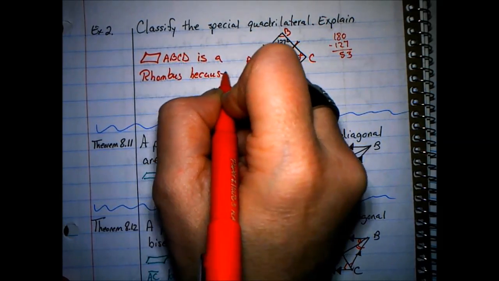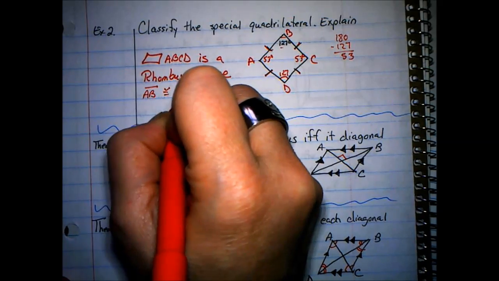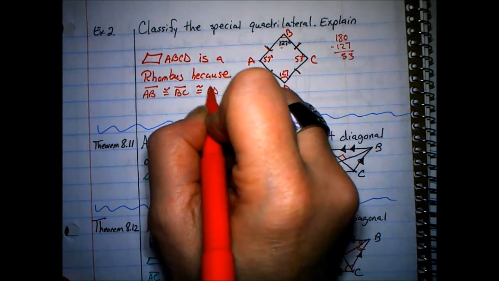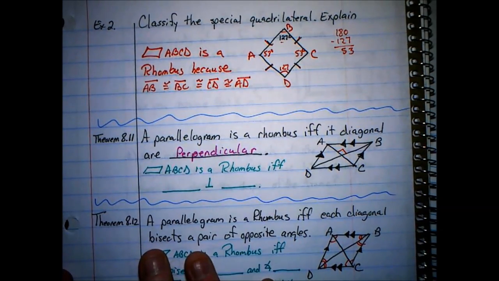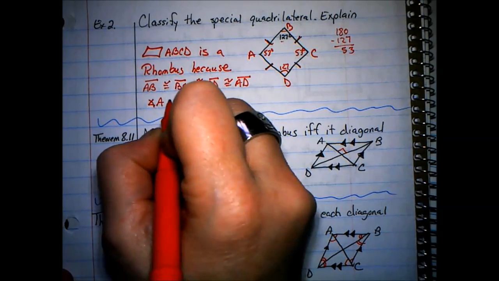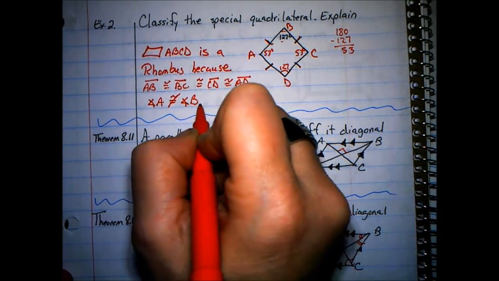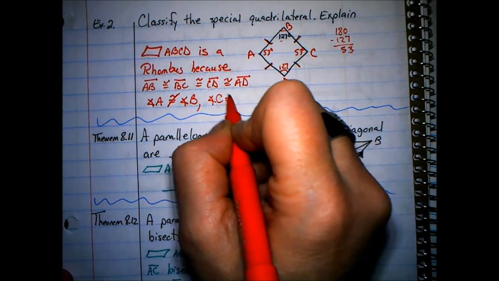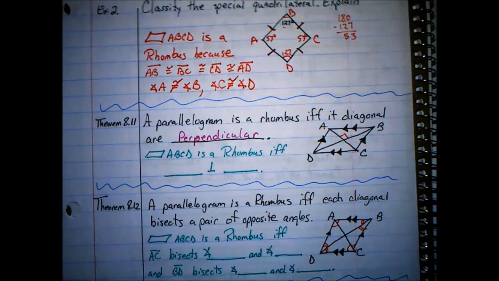because AB is congruent to BC, that is congruent to CD, that is congruent to AD. And that's all I know, because I know that angle A is not congruent to angle B, and I know that angle C is not congruent to angle D. Because those are not congruent, it is not a square or a rectangle.